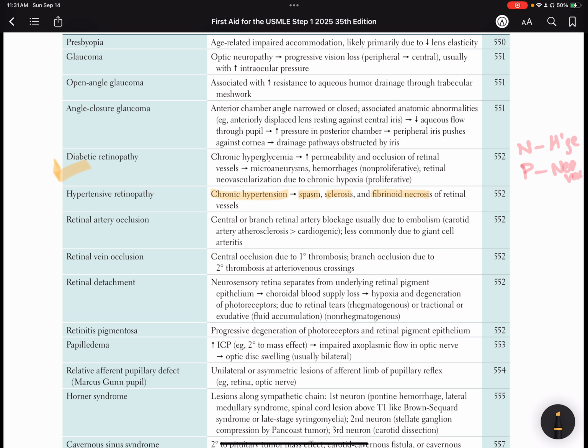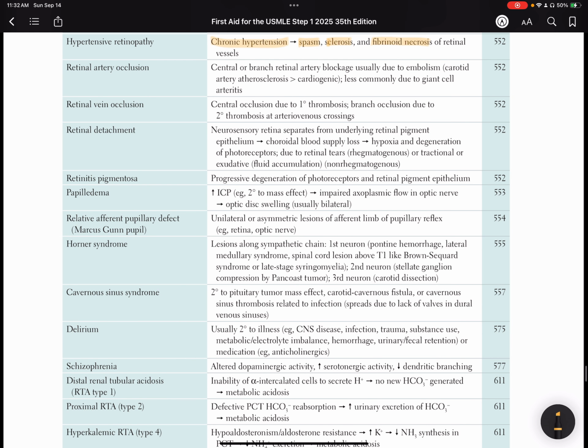What causes retinal artery occlusion? Retinal artery occlusion is central or branch retinal artery blockage, usually due to embolism, carotid artery atherosclerosis more than cardiogenic, and also less commonly due to giant cell arteritis.